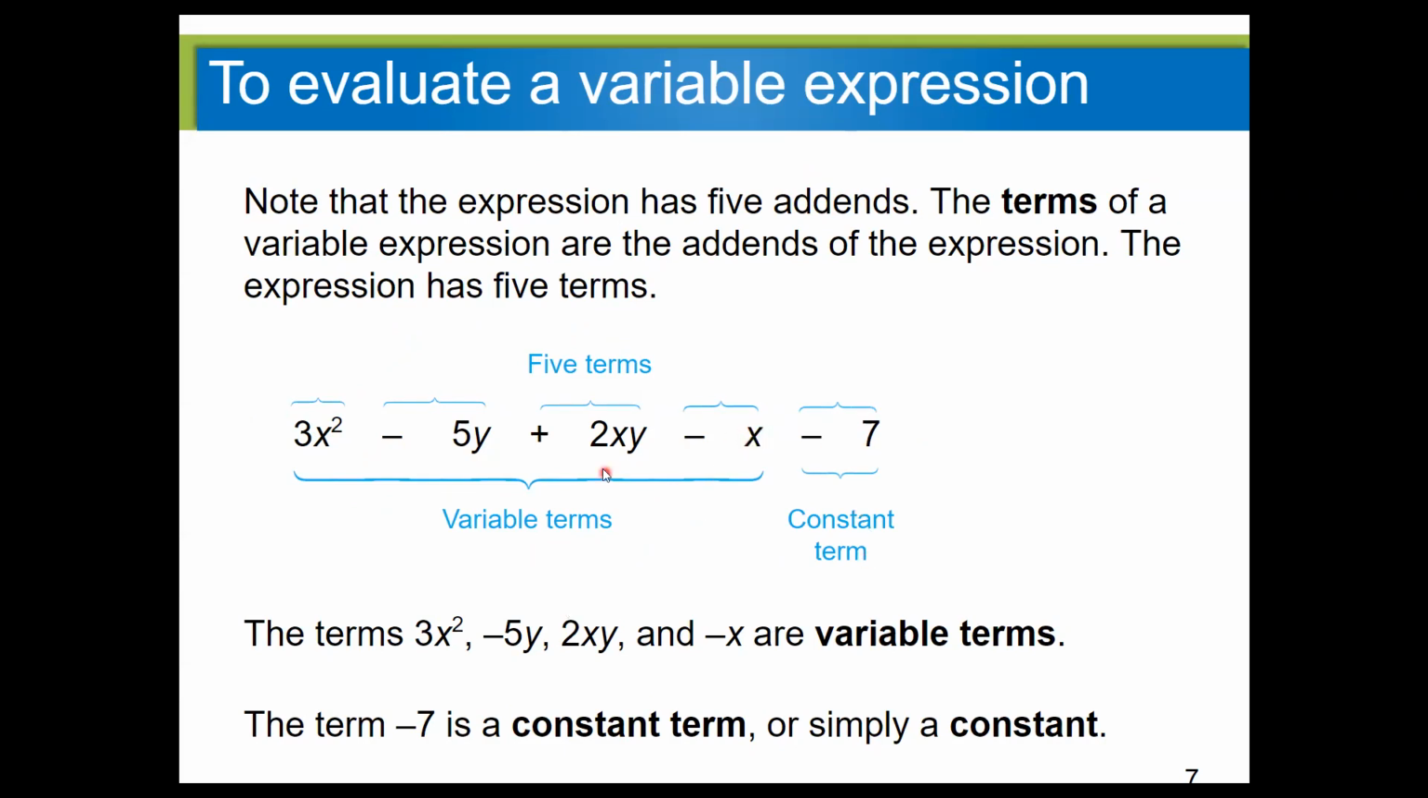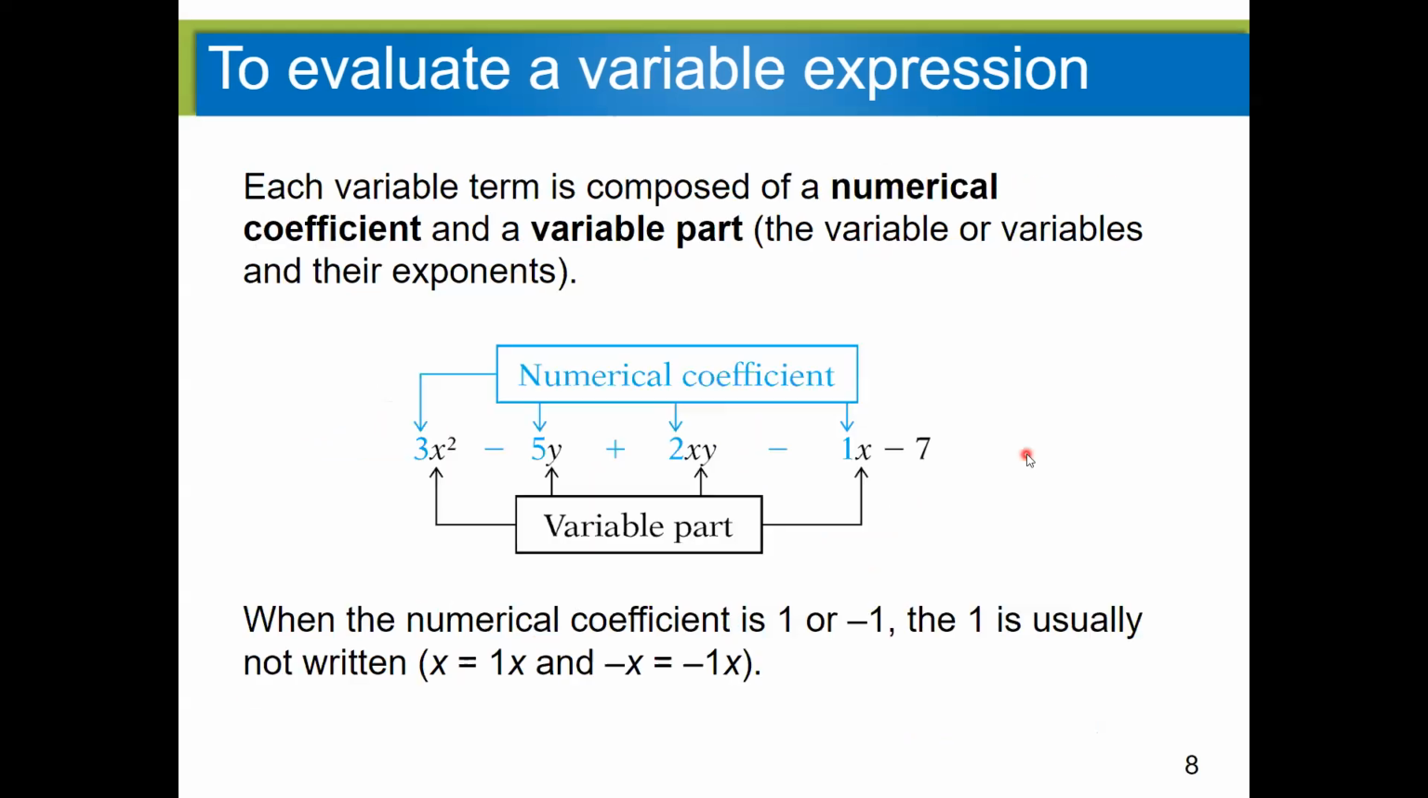4 of them have variable terms because they have letters in them, or unknowns. And one of them is what we call a constant term because it doesn't change. It's constant. It is always subtract 7. Nothing touches that 7. So it's constant. It stays that way. We call it a constant term.